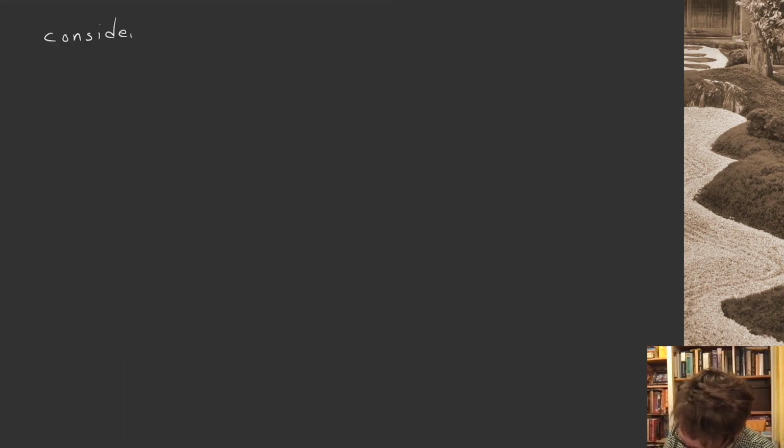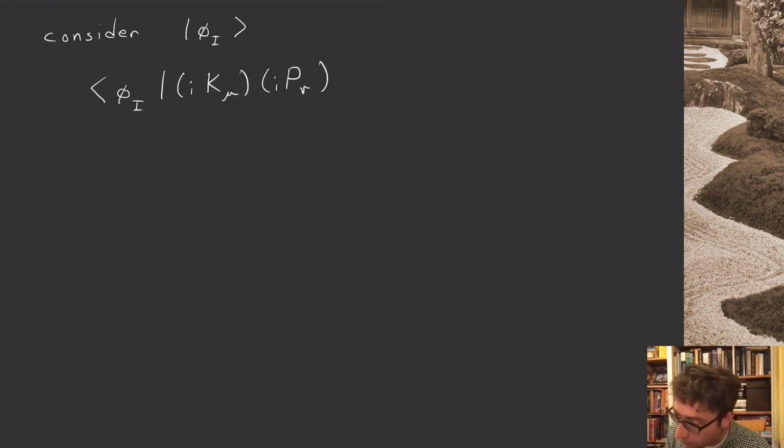So consider a conformal primary state, phi I, and the claim is that if I take the following correlation function or inner product of I k mu, I p nu, phi j, this should be positive definite. That's the statement of reflection positivity. All right, so let's see what the consequences of this are.